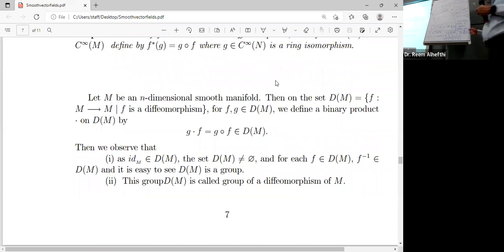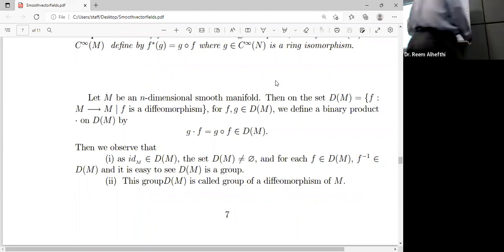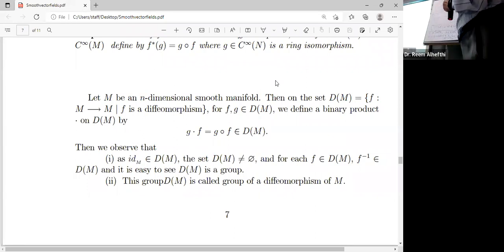Now we are slowly developing. We first studied tangent vector, tangent space, tangent bundle. We introduced vector fields. And the set of vector fields, we have seen that it has a beautiful structure, that is, the algebraic structure. And now we are going to unlock one more beautiful thing about vector fields, and that requires the group of diffeomorphisms.